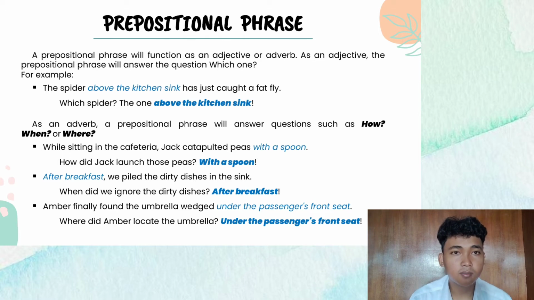As an adverb, prepositional phrases will answer questions such as how, when, or where. While sitting in the cafeteria, Jack catapulted peas with a spoon. How did Jack launch the peas? With a spoon. After breakfast, we piled the dirty dishes in the sink. When did we pile the dirty dishes? After breakfast. Amber finally found the umbrella under the passenger front seat. Where did Amber locate the umbrella? Under the passenger front seat.